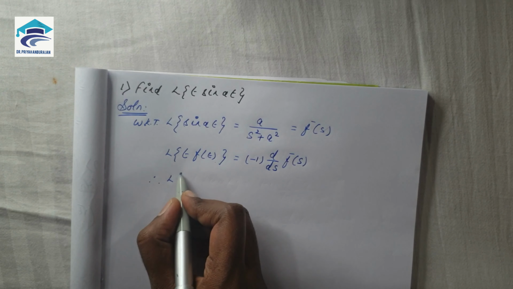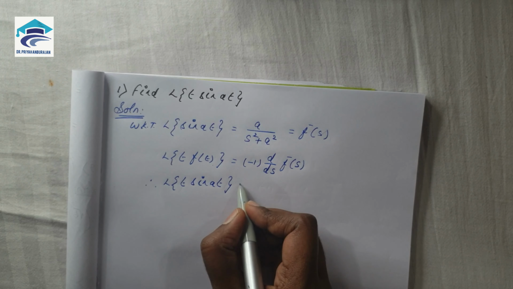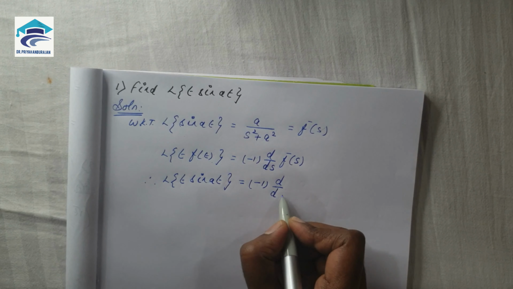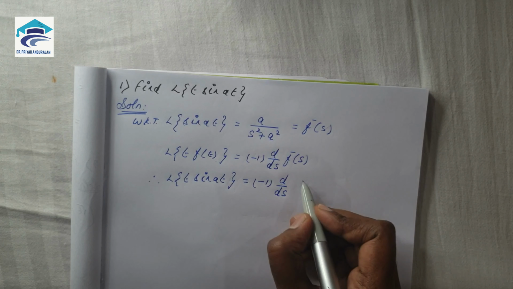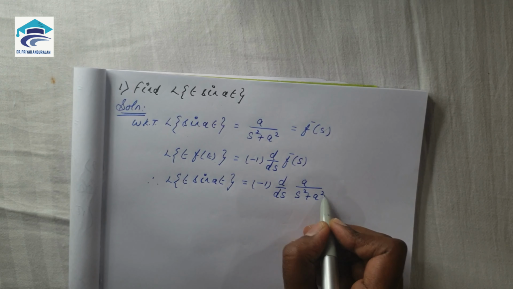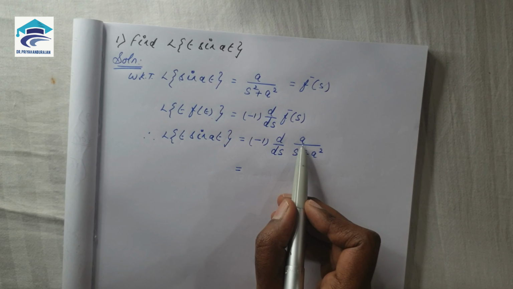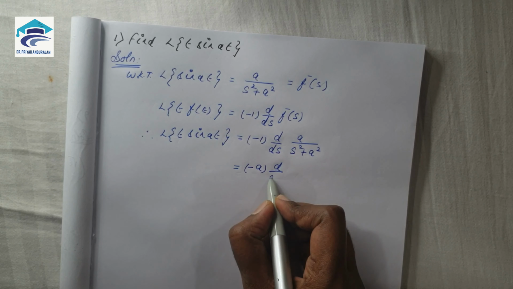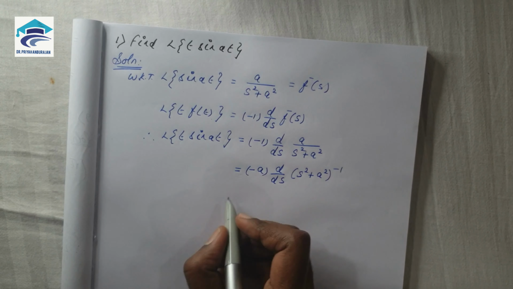Therefore, L of t into sin at is equal to minus 1 d by ds of, what is our f bar of s? It is a by s squared plus a squared. We have to differentiate this with respect to s, and since a is a constant, we can take it outside. It is minus a into d by ds of s squared plus a squared inverse.